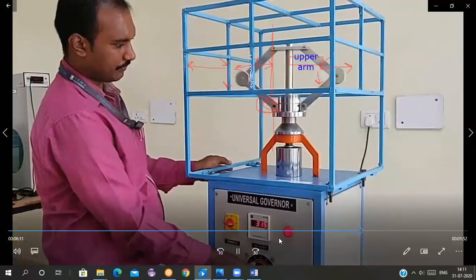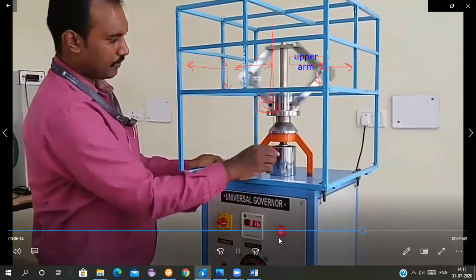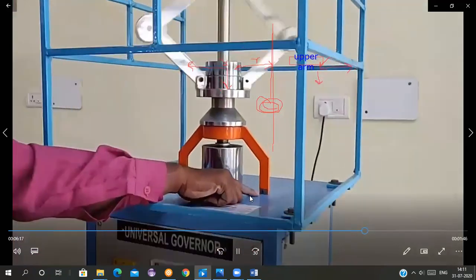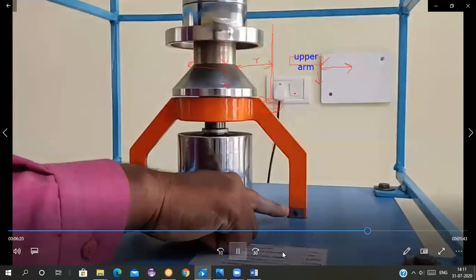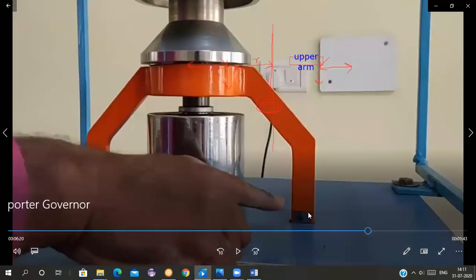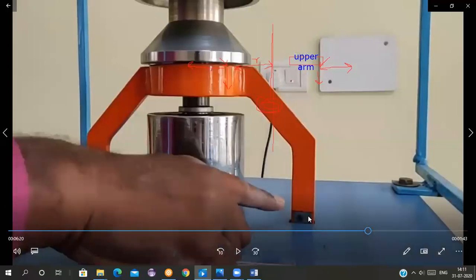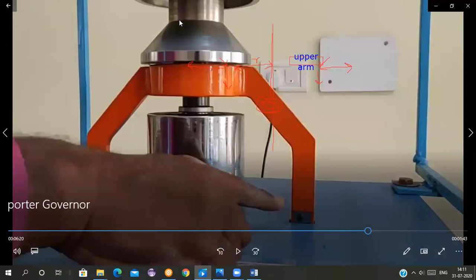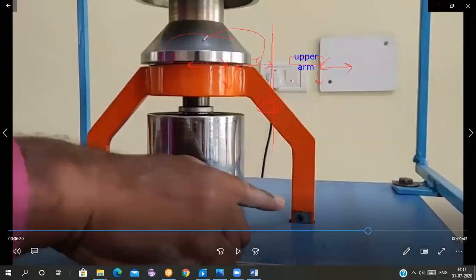See, the scale is shown here, and it is lifted around 1 centimeter because the speed has increased. When the speed is increased, this sleeve here is getting lifted up. This is the sleeve. It also has some mass. Why have we put some mass here? Because it does not get lifted up very easily. It requires some speed to get lifted up.